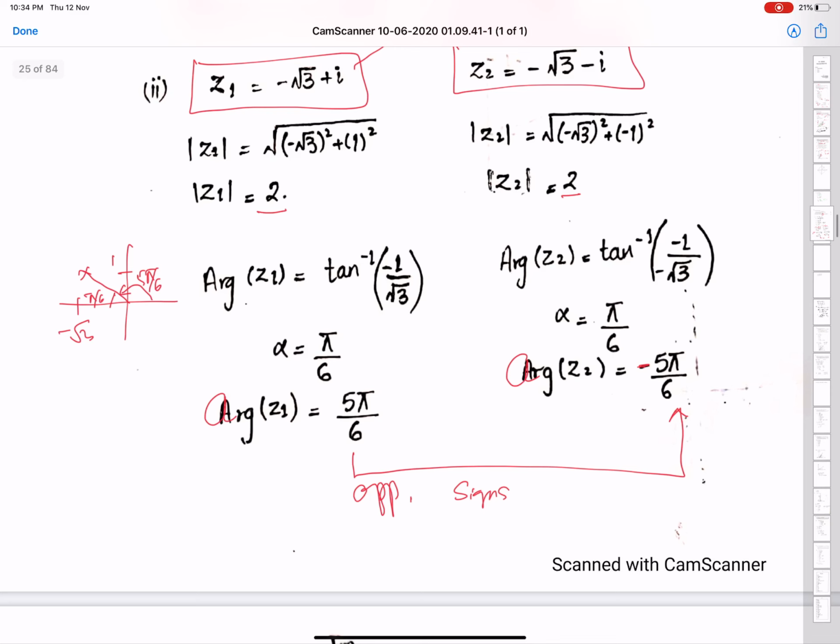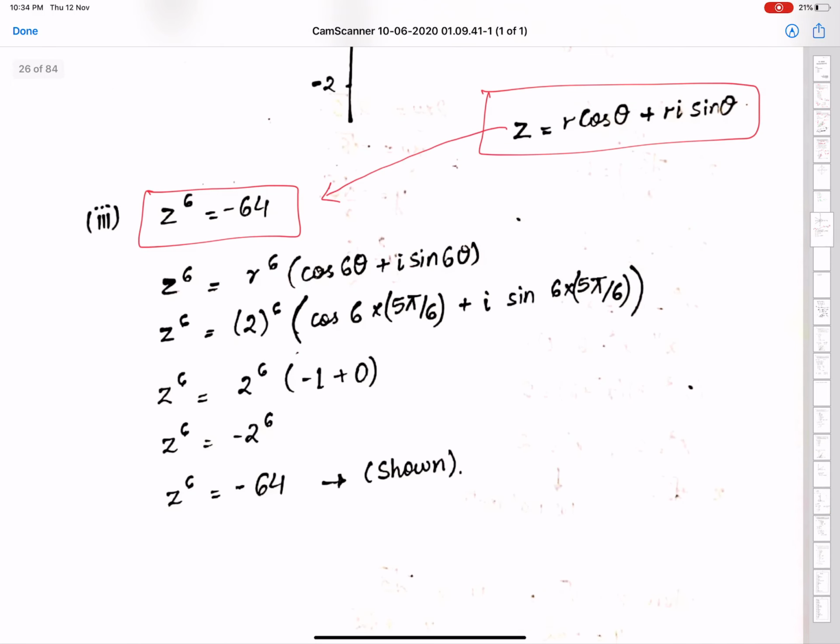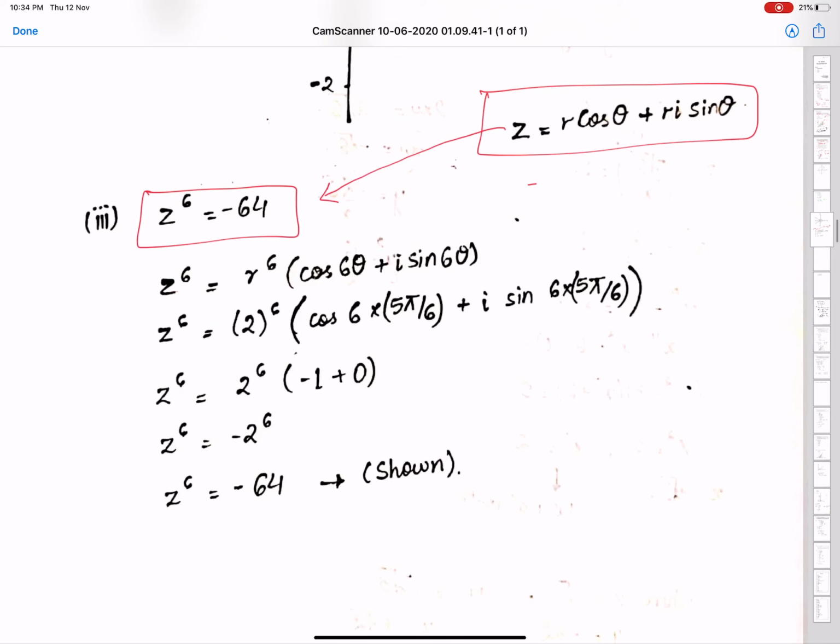So this is the first root and its modulus is 2 and argument is 5 pi by 6. So you need to first convert this root into polar form. So the first root has modulus 2 and argument is 5 pi by 6. So by substituting r equals 2 and theta equals 5 pi by 6 into this polar form, we'll get this thing.